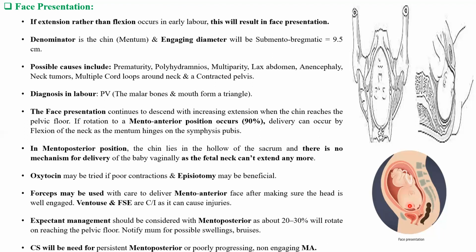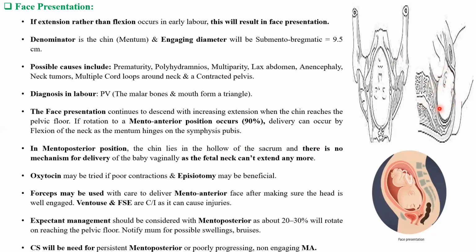In face presentation, with descent of the head, if rotation occurs to anterior position and the mentum, or the chin, becomes anterior, it is called mento-anterior position, and it occurs in 90% of the cases. In mento-anterior position, the head can be delivered by flexion. With good uterine contraction and adequate pelvis, the head will be delivered by flexion. But the problem will be in the mento-posterior position.